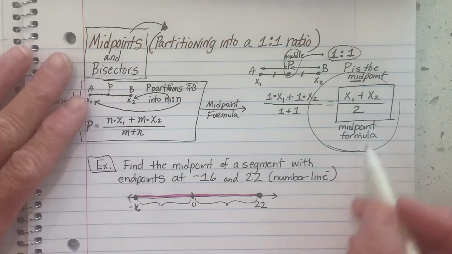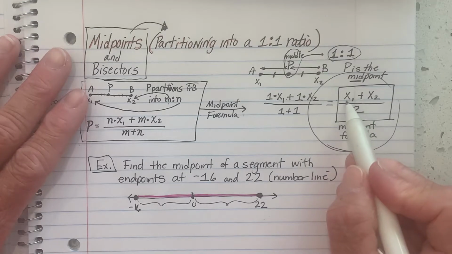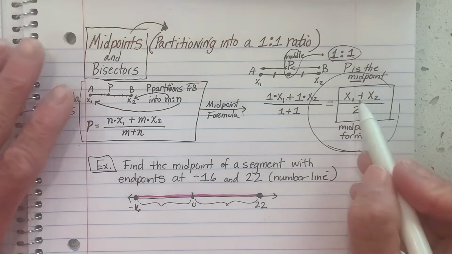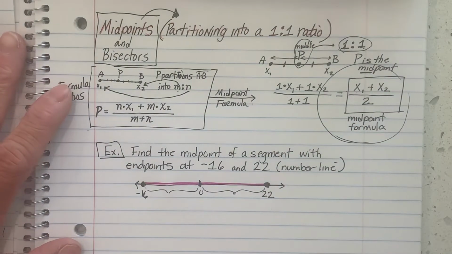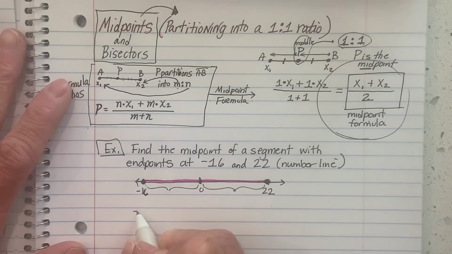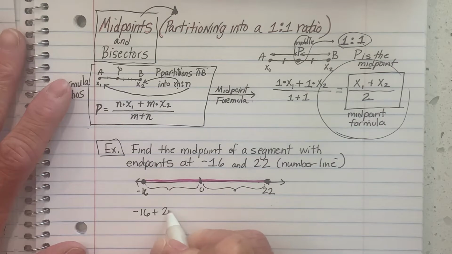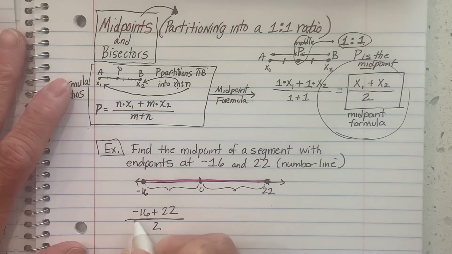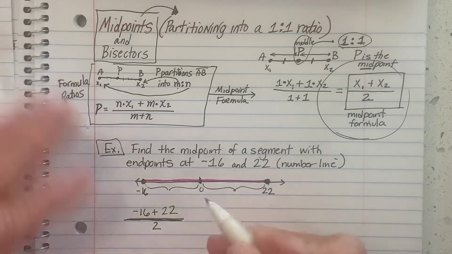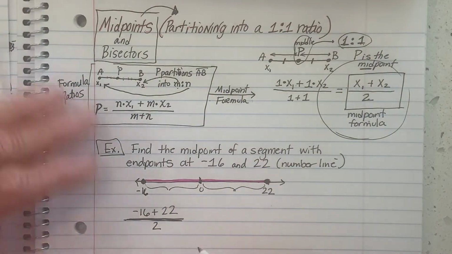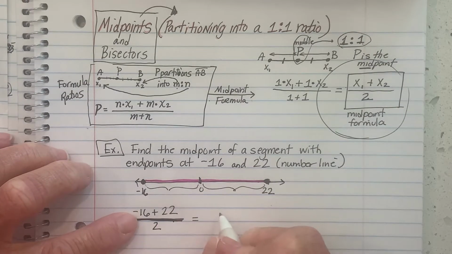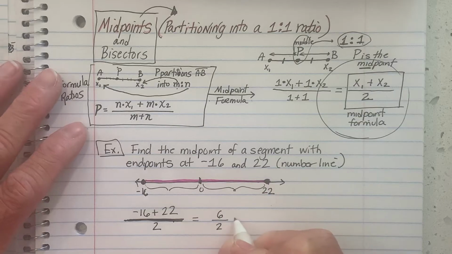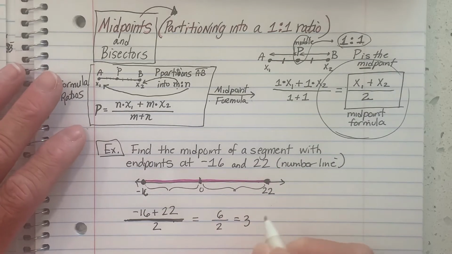So let's just use this formula, and it simply says that we're going to add those two x coordinates together and divide by 2. All we're really doing is averaging these two numbers. So we'll take the -16 and the 22, add those, and then divide by 2. Remember, this division bar separates it. We have a numerator and a denominator. The last thing we do is divide. -16 plus 22 is 6, and 6 divided by 2 is 3.